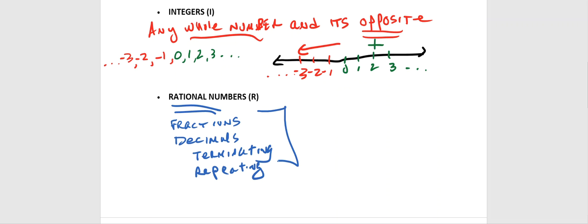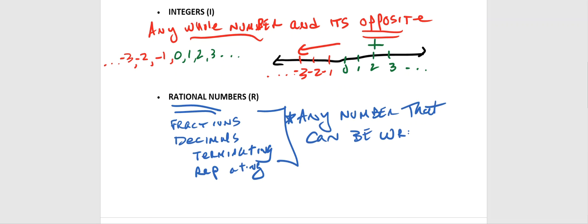But essentially, all of these are numbers that can be, or they're all any number. So this is our definition, any number that can be written as a fraction, or already exist as a fraction. So I'm going to give you a couple of examples here.